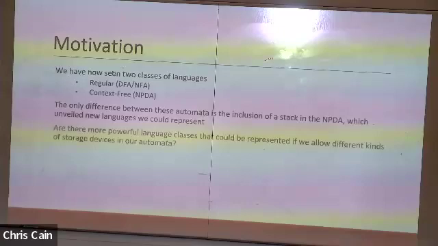The question that I have is, are there more powerful language classes? What is an NPDA missing? Think about the difference between what you could program in your programming language of choice and what a non-deterministic pushdown automaton could accept. What kind of storage could we use if we wanted to include even more languages?